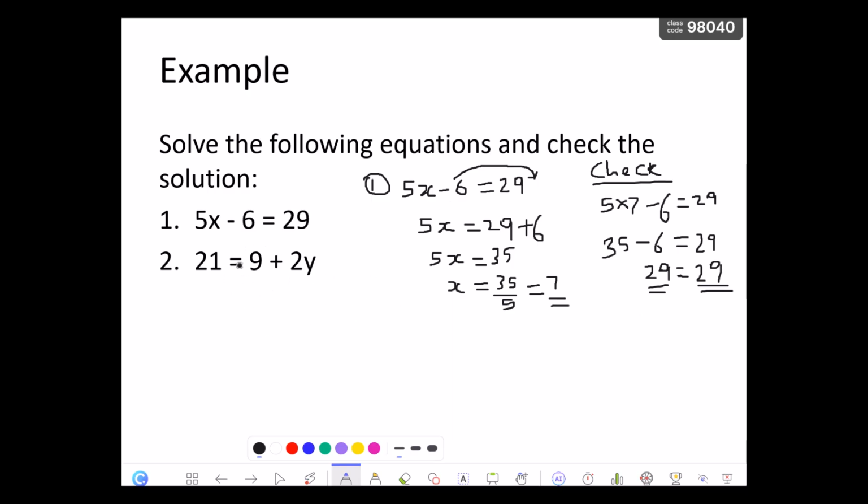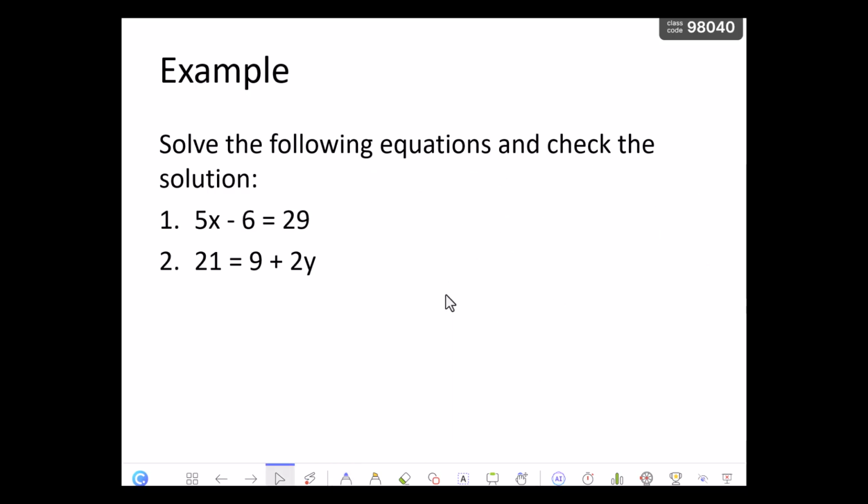You can do the same thing with number 2, collecting like terms before you arrange your work. Okay, let's try the number 2 example. So I've erased the solution I just did in example 1. So for example 2, the same thing, just follow the steps we applied in the first example. As you start, the left hand side is 21 equals to 9 plus 2y.